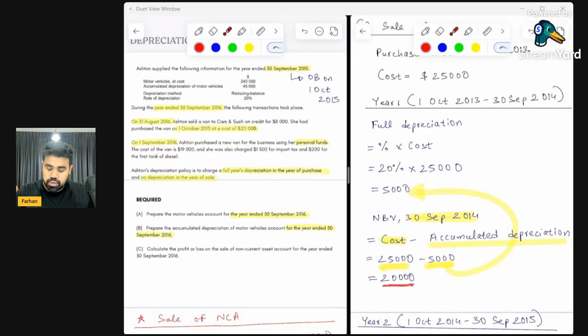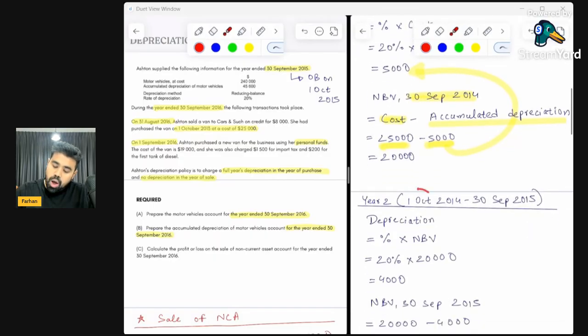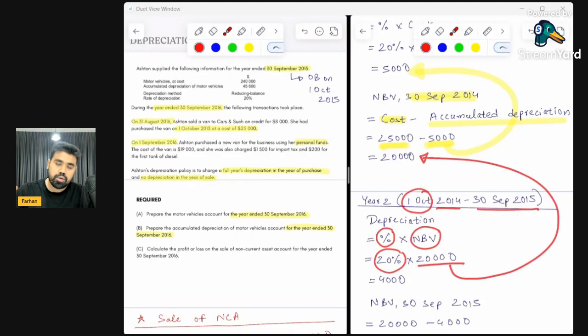Now, year two for this asset would start on 1 October 2014 and end on 30 September 2015. And because we're using the reducing balance method, the depreciation in year two is calculated by multiplying the given percentage with the net book value. The given percentage, as we know, based on the table given in the first part of the question, is 20%. And the net book value that we calculated at the end of year one was 20,000, which gives us a depreciation for year two of 4,000, okay?